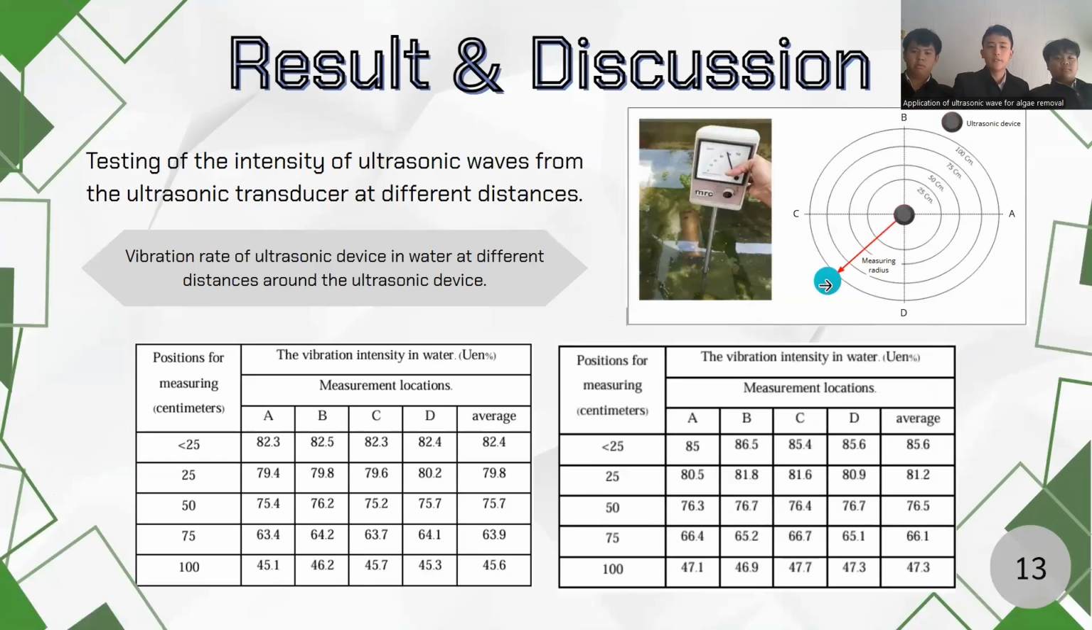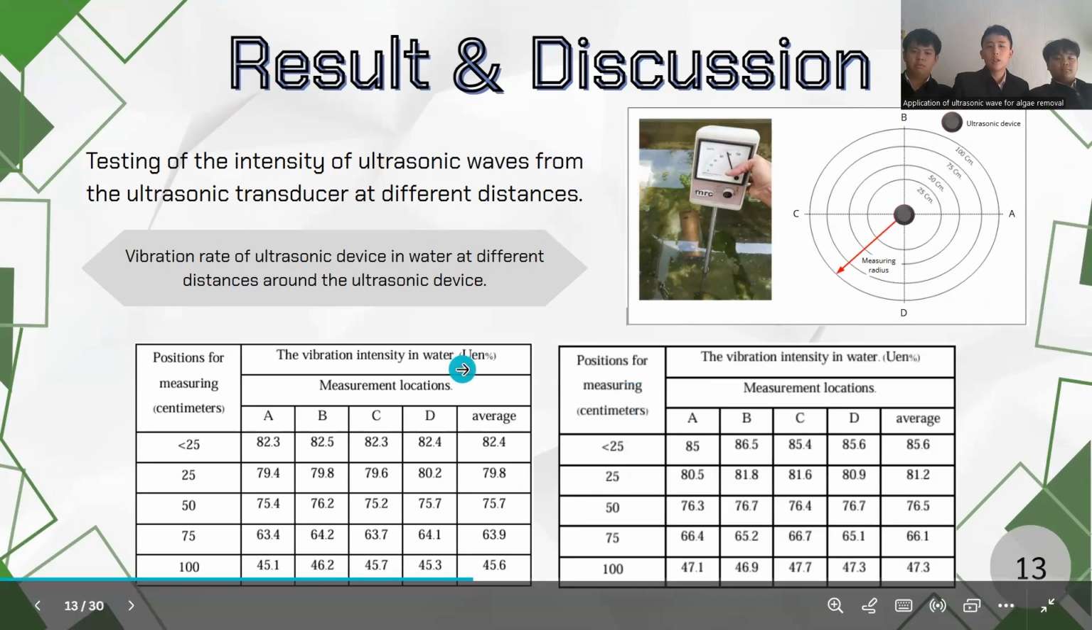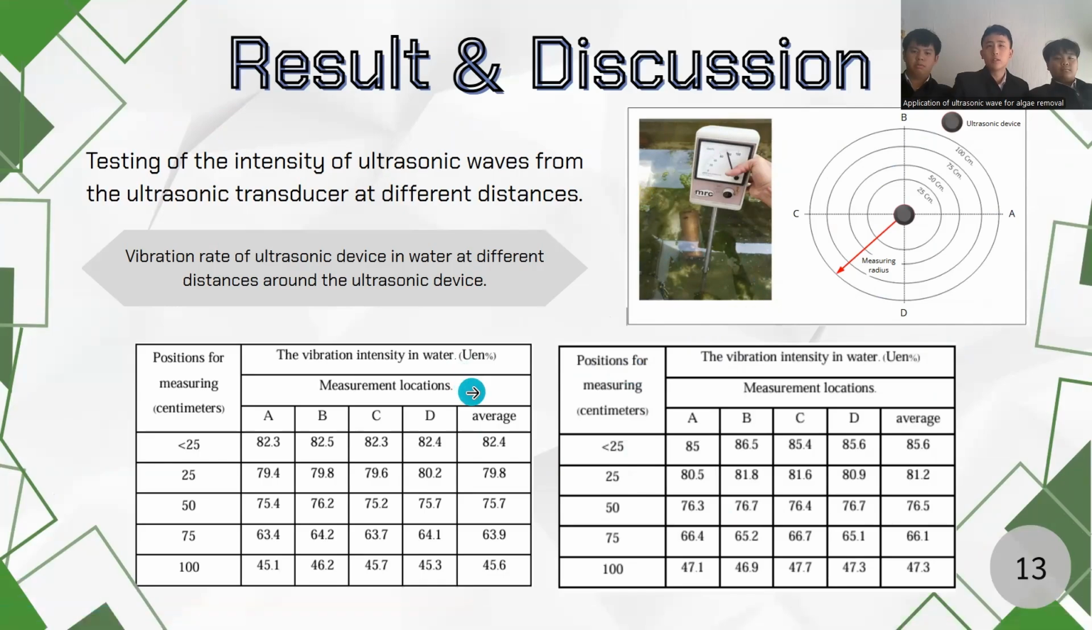This is the testing of intensity of ultrasonic waves from the wave generator at different distances. As you can see, we did it twice, and the result is that the intensity of the wave is inversely proportional to the distance from the wave generator.